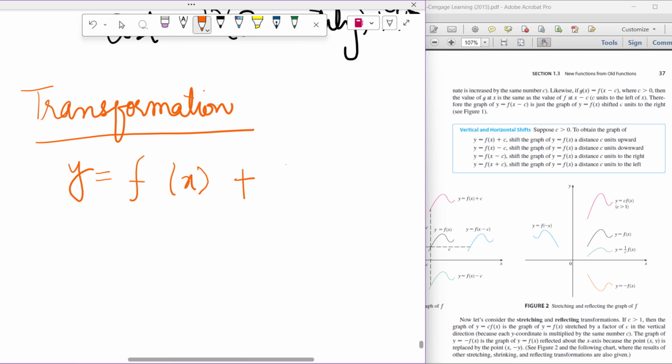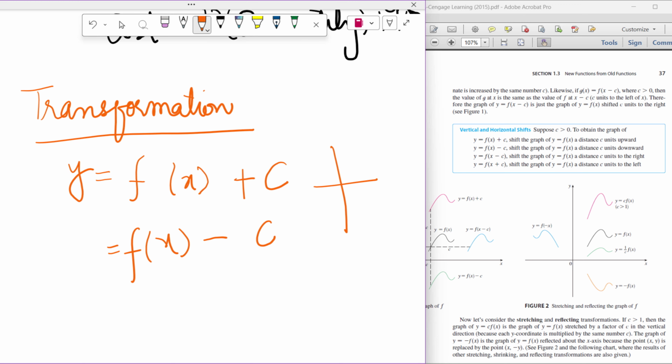If I add some number, let's say c, that is basically the distance. So I am adding the distance, or I can also write f of x minus c. If I'm adding that distance, it means if the graph originally lies here, then by adding this distance, the graph will move upward, and that upward distance is basically the c. Similarly, if I subtract the distance, it means the graph will move downward somewhere here, and the distance will be equal to this, minus c. So this is basically called the transformation of the function.